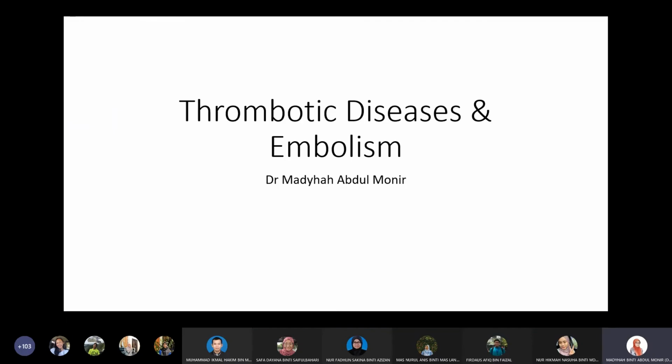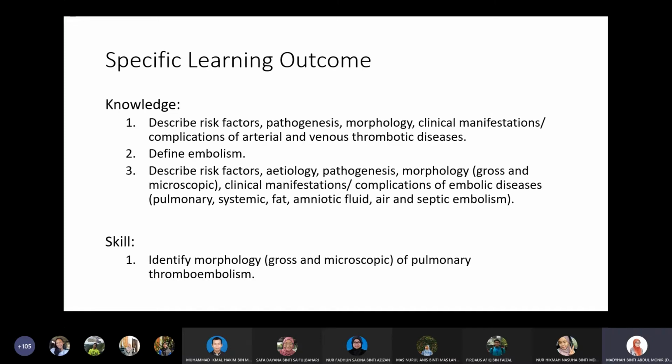So my lecture for today is thrombotic disease and embolism. This is the specific learning outcome for today's topic. From this lecture, you should be able to describe the risk factors, pathogenesis, morphology, clinical manifestation, or the complication of arterial and venous thrombotic diseases.